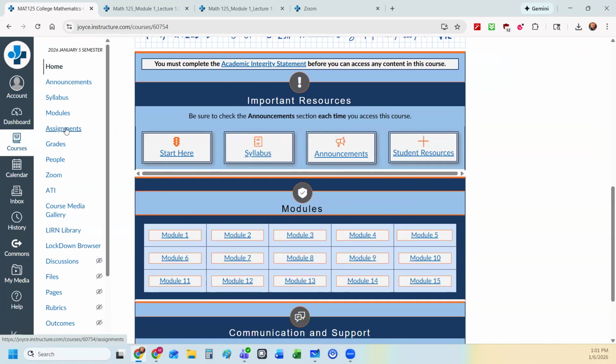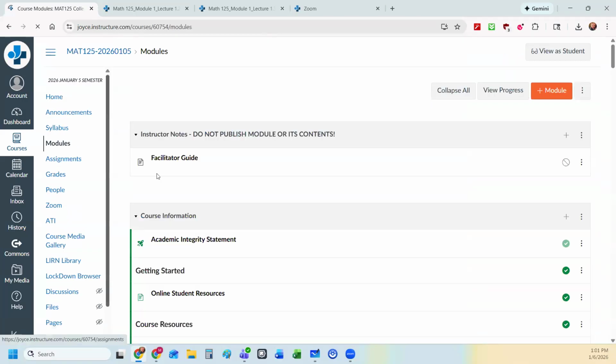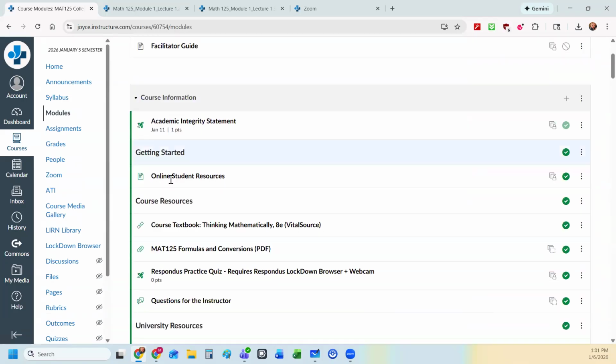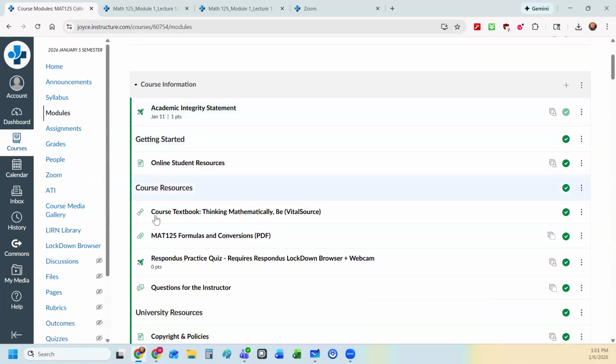So if I go into modules, all of the course information is here, right? This very first module is just called course information. You'll want to make sure that you do this academic integrity statement that will open up some things down below that you won't be able to access otherwise.